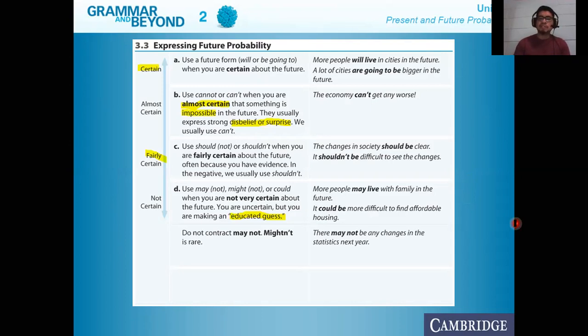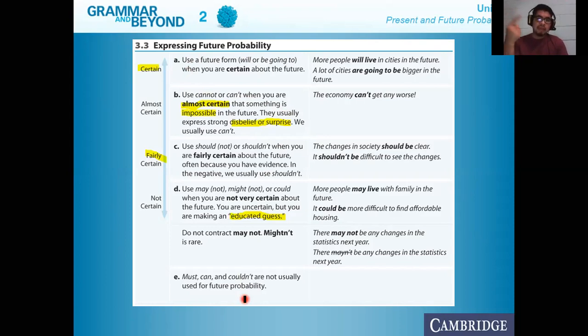There may not be any changes in the statistics next year. So they may not. Educated guess as well. Must, can, and couldn't are not usually used for future probabilities. So you see over here that in the future, we don't have must, we don't have can in the affirmative form, and we don't have couldn't. Because remember that couldn't is for the past, because it's the past of can.